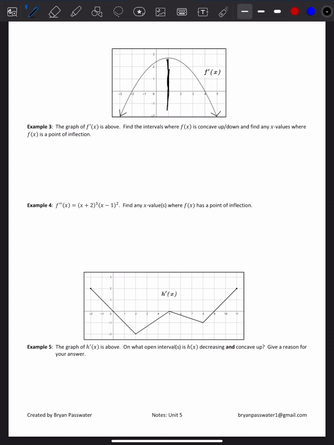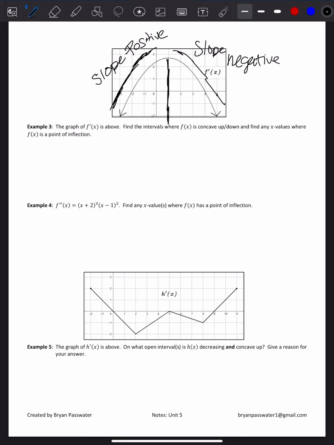So if I'm looking at this graph right about here, everything on this side, our function's slope is increasing. So our slope here is positive. Everything on this side, our slope is negative. If our slope is positive, that means our concavity is going upwards because second derivative would be positive. If our slope is negative, our concavity would be downwards because our second derivative would be negative.